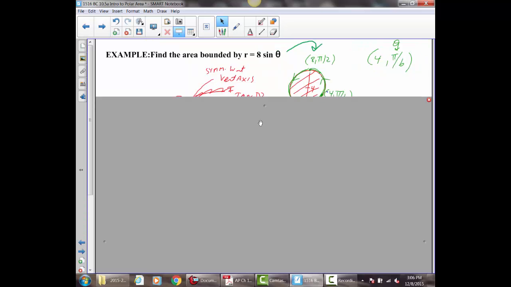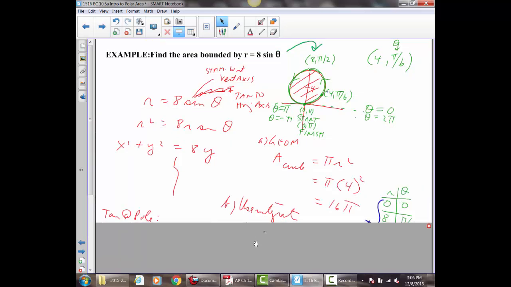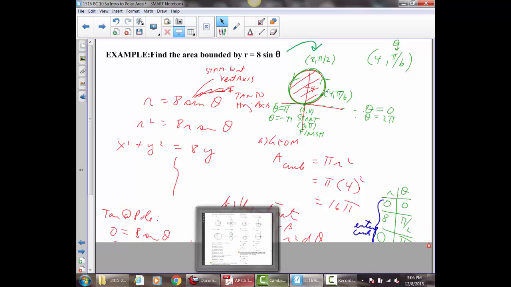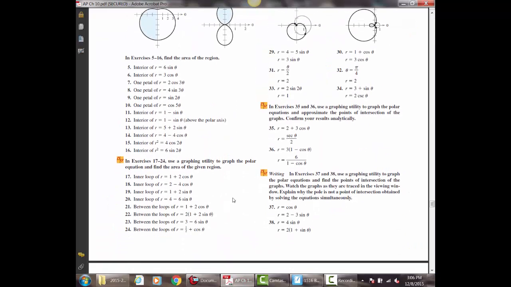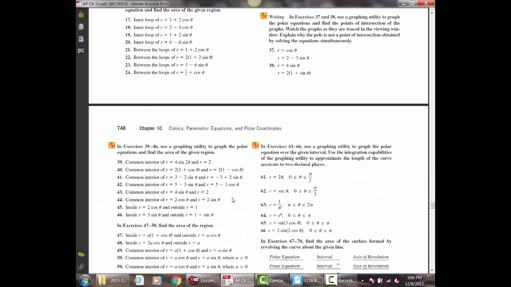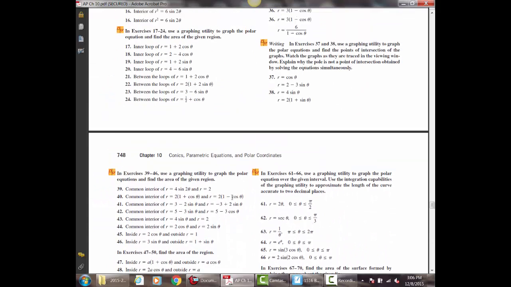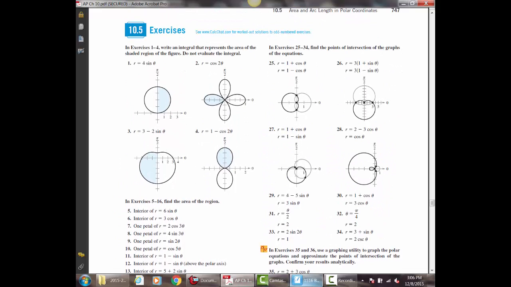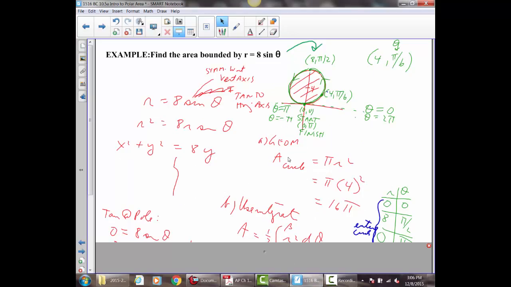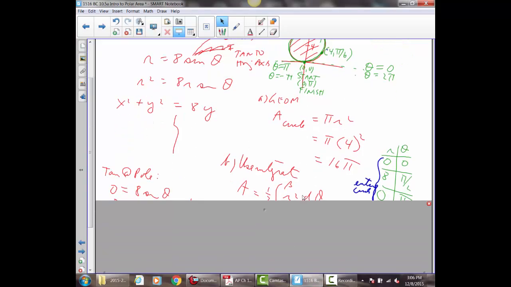Okay. Example, find the area bounded by r equals 8 sine theta. If you remember, that's a circle. It's symmetric with respect to the vertical axis, tangent to the horizontal axis. The diameter is 8, so the radius is 4. They're going to ask you to do it geometrically as well. So geometrically it's just a circle with a radius of 4, so that's really easy.